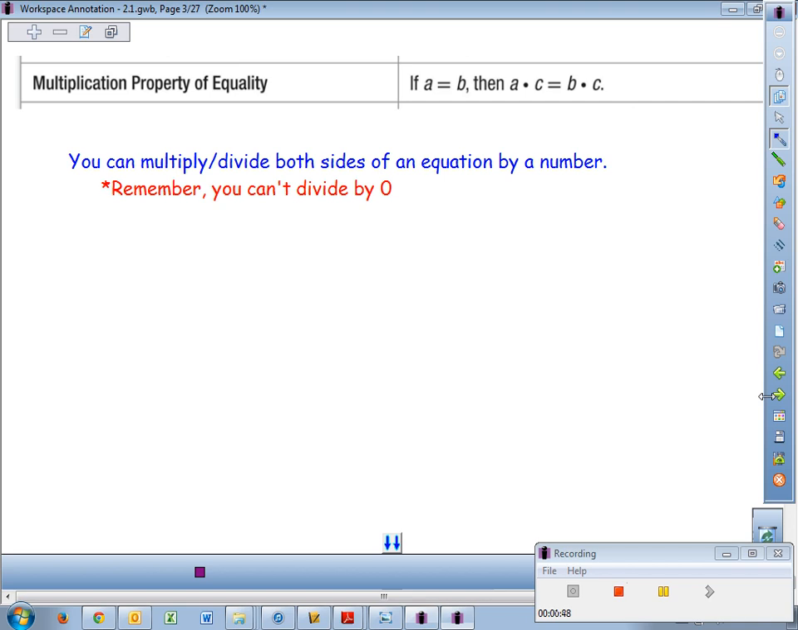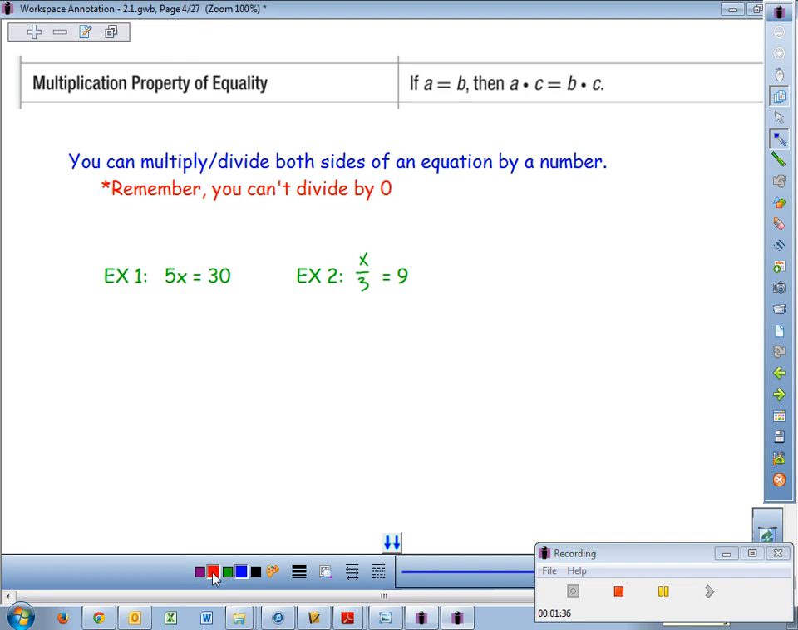The next property I have for you is the multiplication property of equality. So this stuff in blue here, if you just write that over to the right, it says that you can multiply or divide both sides of an equation by a number. And of course, you can't divide by 0. That's against the rules of mathematics. But it's just a little note. So you can pause the video and get that written down also.